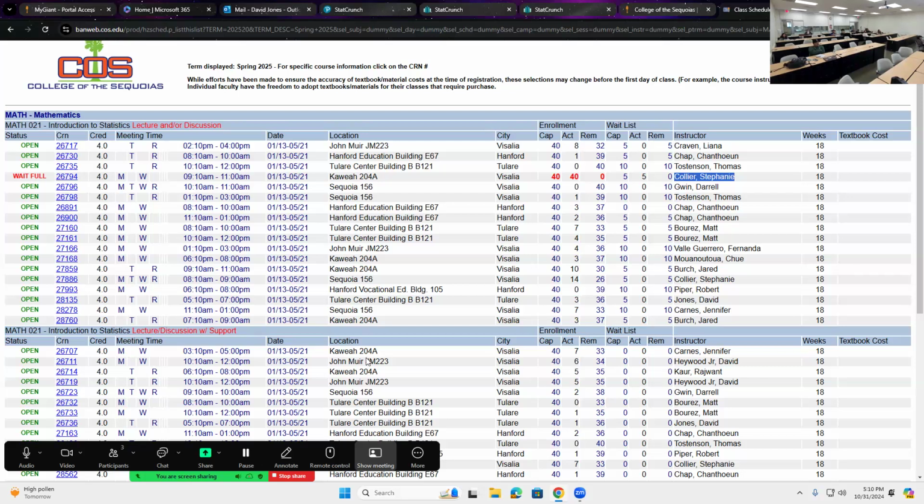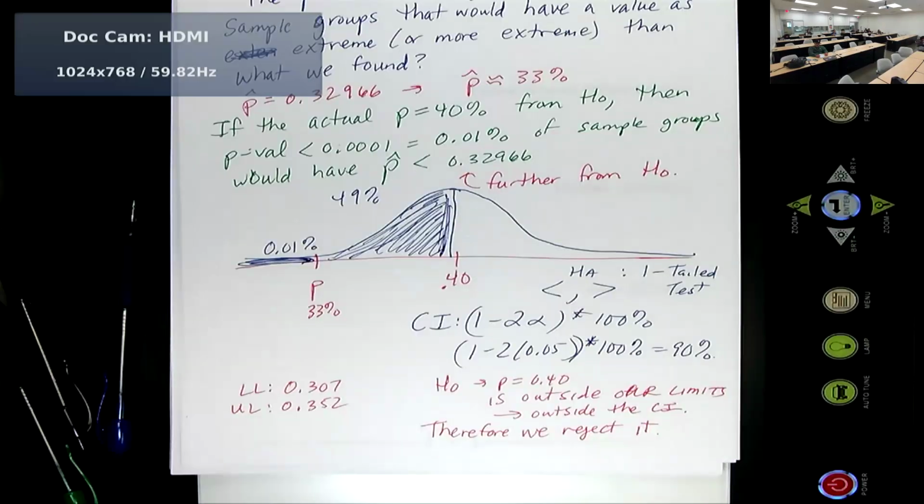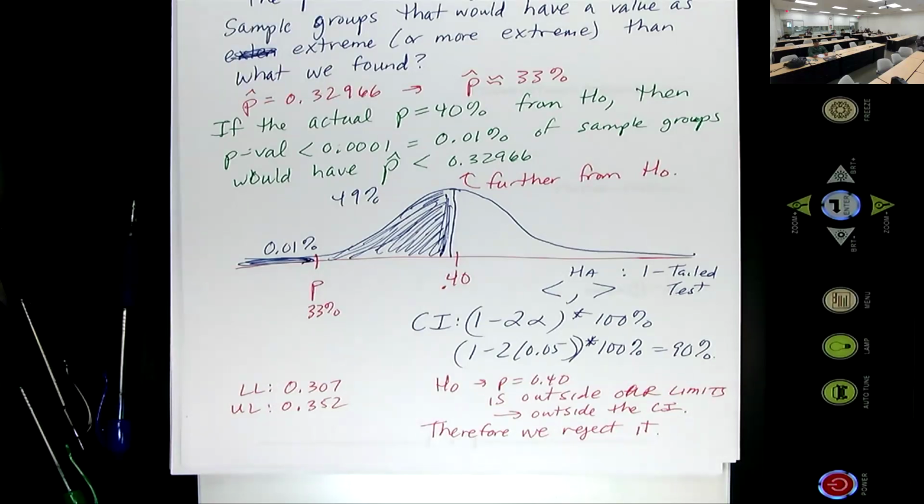Back to. Okay, so that's kind of how the confidence interval compares to our p-value. That's what we're looking at.